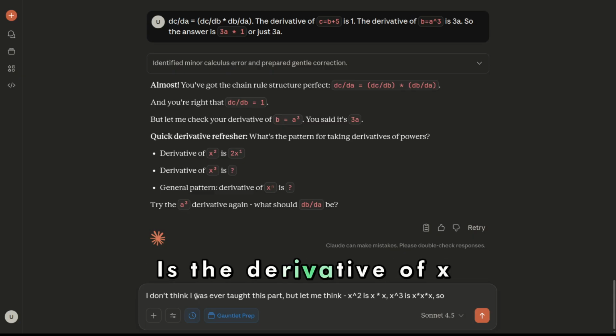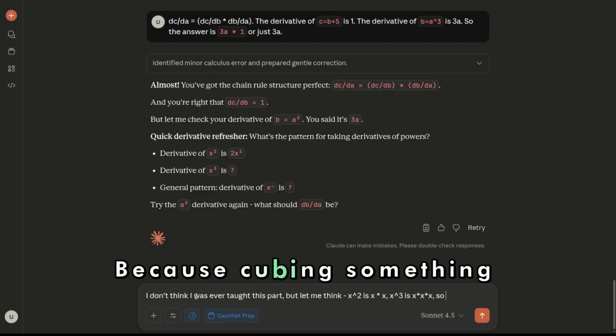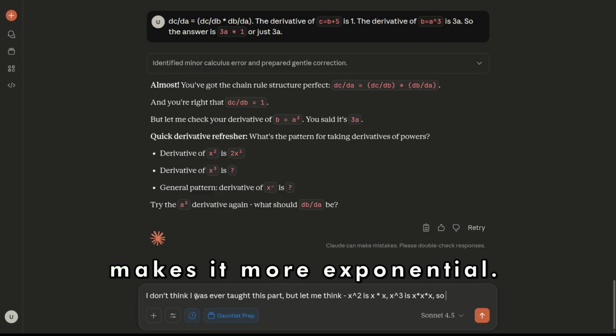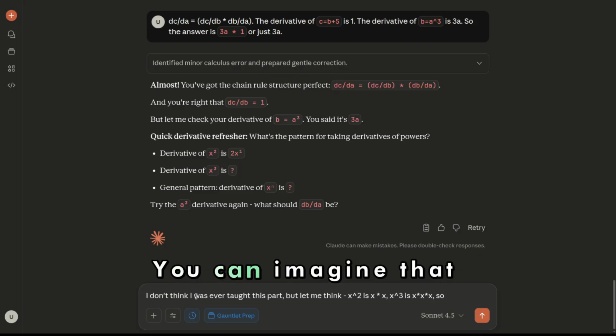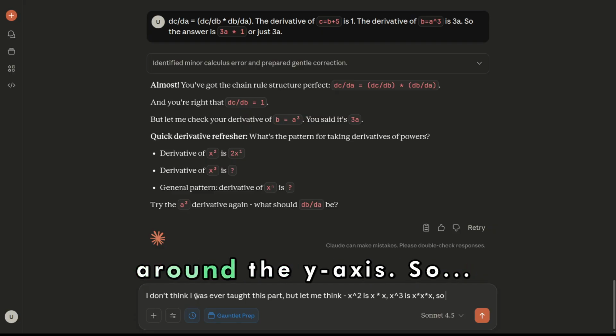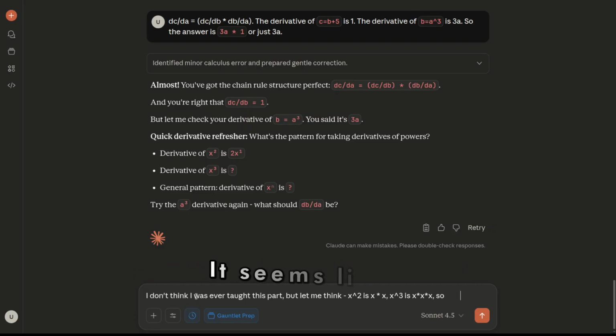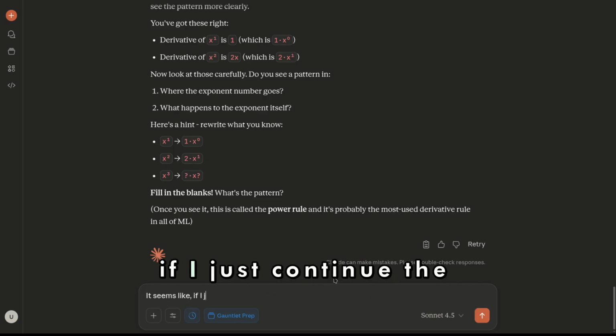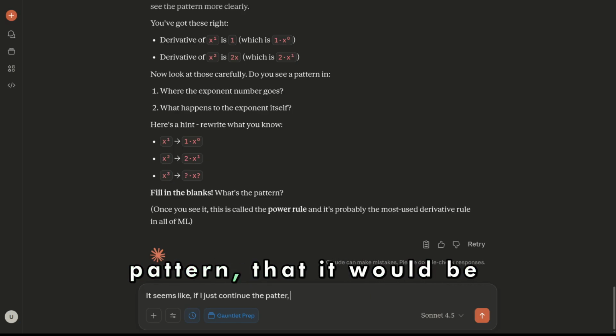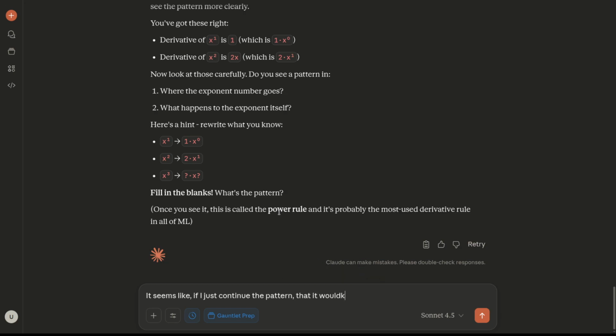Is the derivative of x cubed 2x squared? Because cubing something makes it more exponential. You can imagine that parabola getting tighter around the y-axis. So it seems like if I just continue the pattern, it would be 3x to the 2.